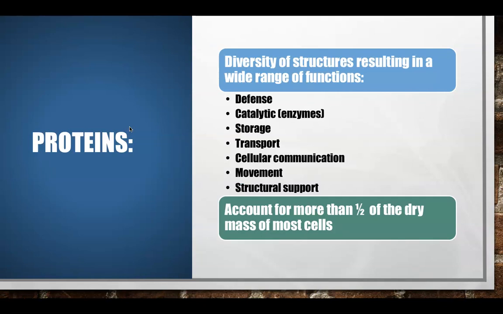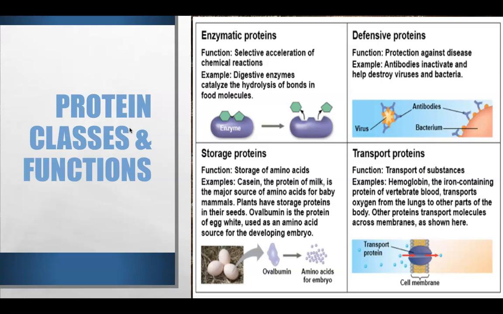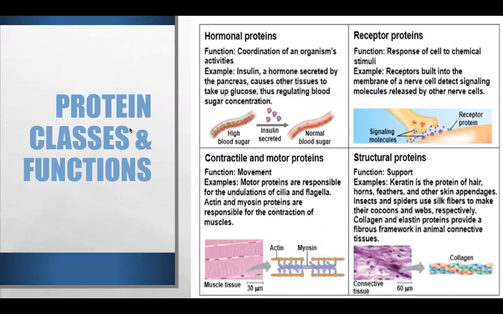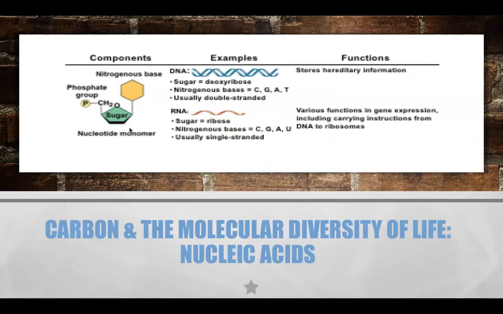Proteins have a diverse and wide range of function, and they account for more than half of the dry mass in most cells. There are several different classes of proteins, and each class of proteins is directly related to its function. Enzymatic proteins are very common. All enzymes are proteins, but not all proteins are enzymes. Please make sure you remember that. And most enzymes end with ACE. You also have defensive proteins, which we see in our immune system. We have storage proteins, transport proteins, hormonal proteins, receptor proteins, motor proteins, and other structural proteins.